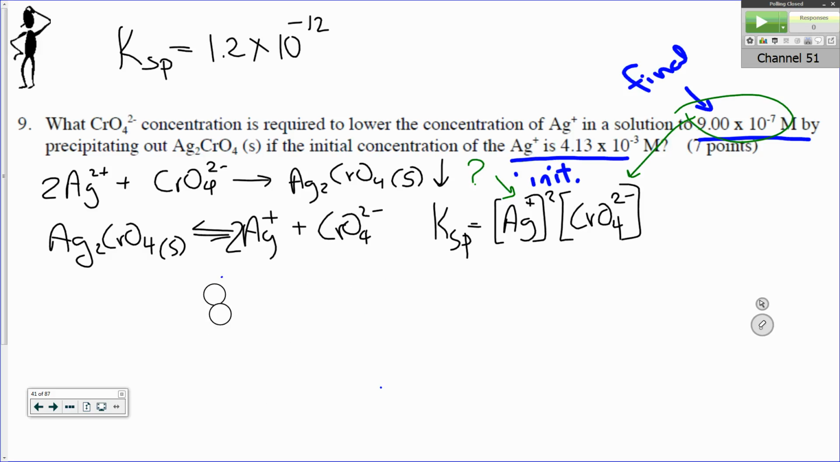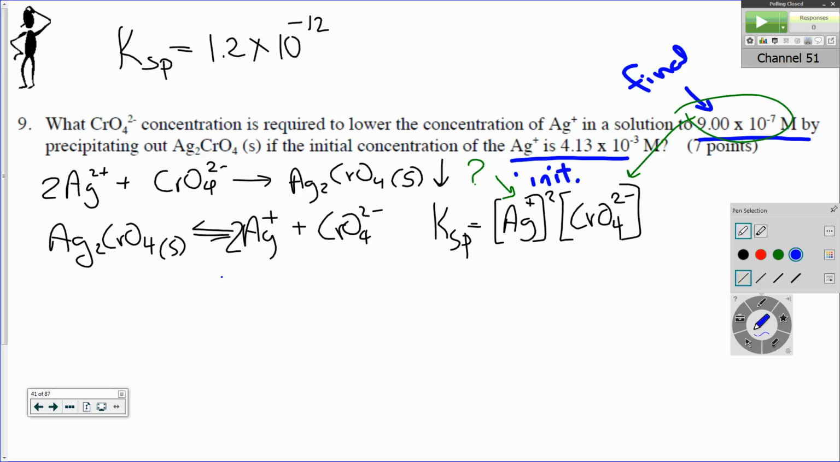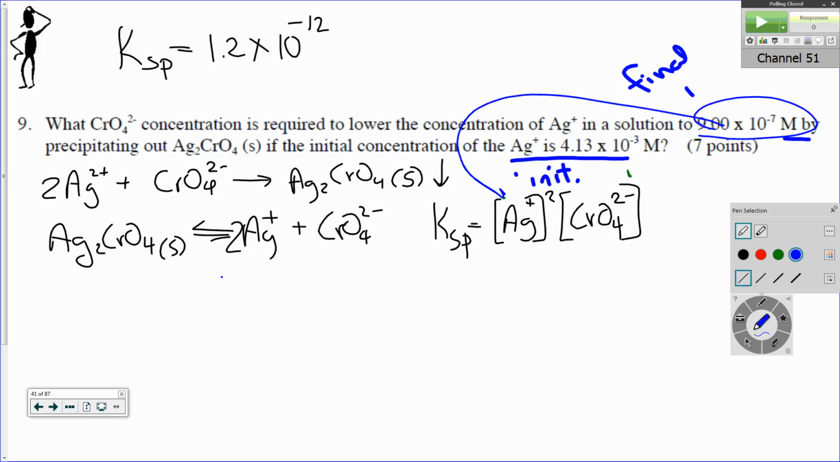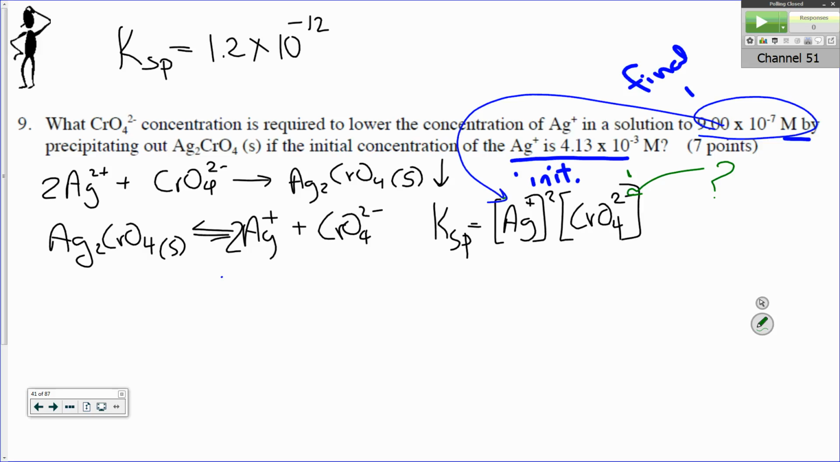Try that again. Okay, so I got my white arrow in the wrong place. So I'm looking for the concentration of silver taken to that level, and I want to know how much chromate it's going to take to do it. Let's try that one.